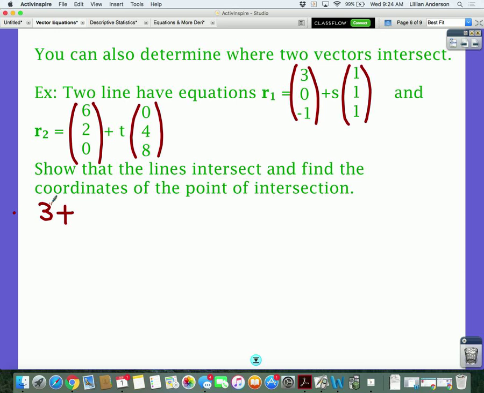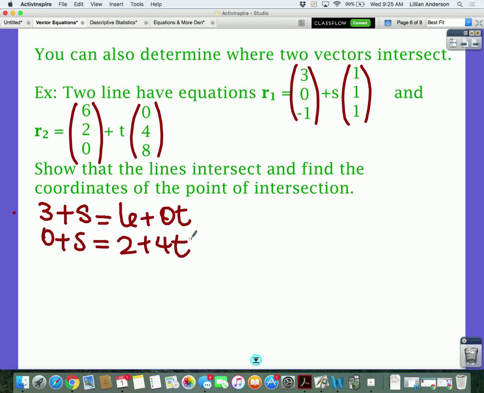where we would have 3 plus S times 1? This top equation would be equal to the top equation in the second line. So 3 plus S would equal 6 plus 0 times T, which is 0. You would also have 0 plus S equals 2 plus 4T. That's why they love zeros. And then the last equation would be: 1 plus S equals negative 1 plus S equals 8T.